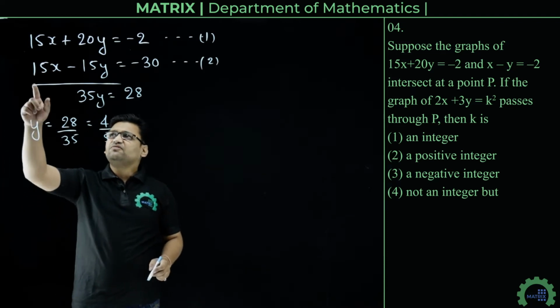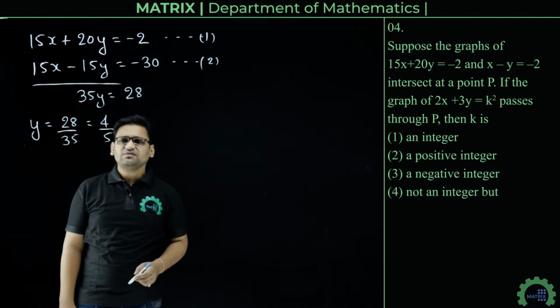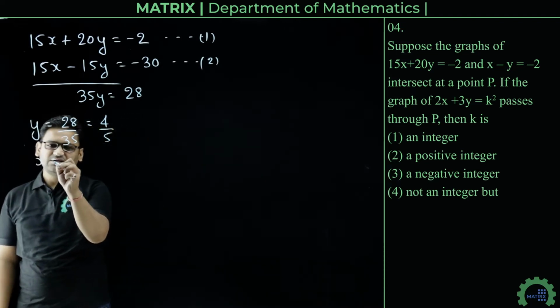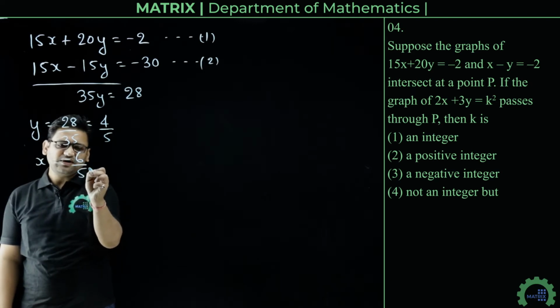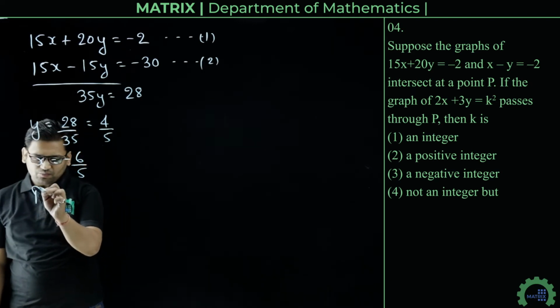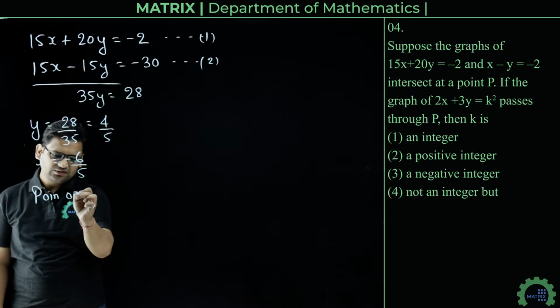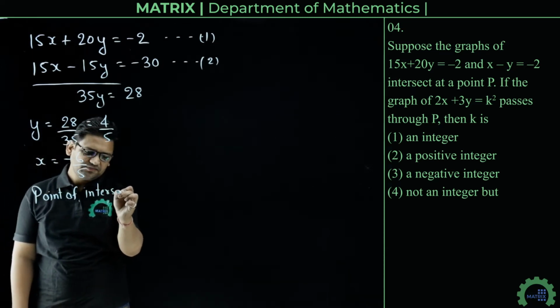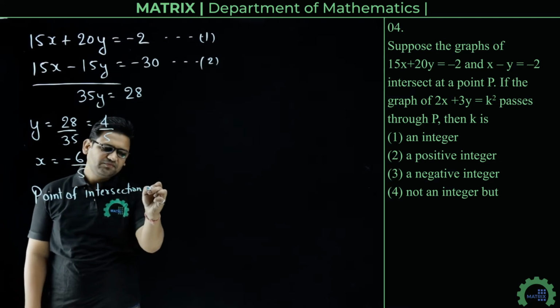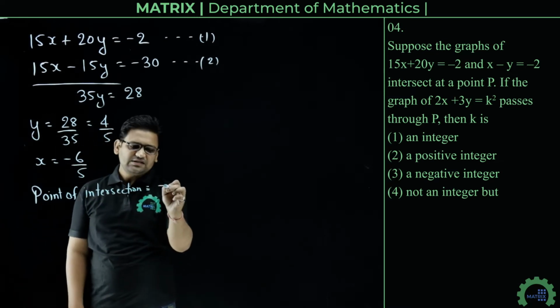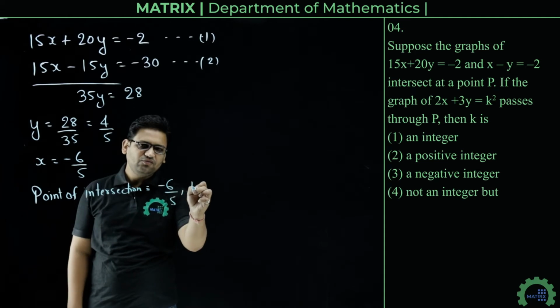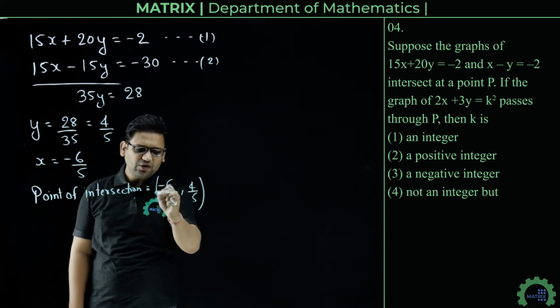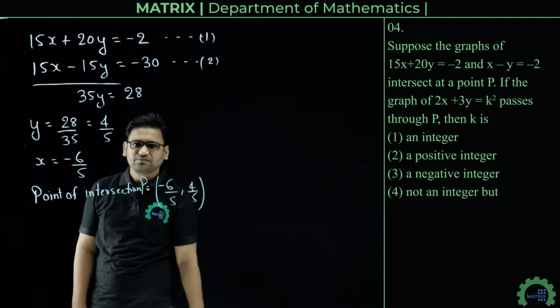Now on putting the value of y in any one equation, we get the value of x, that will be minus 6 by 5. So point of intersection of these lines will be minus 6 by 5 comma 4 by 5. This is the point of intersection P.